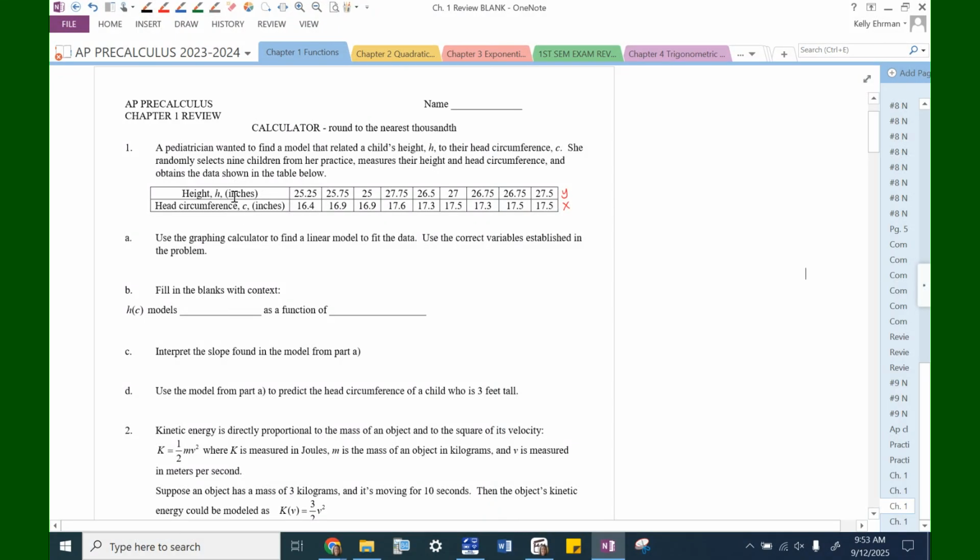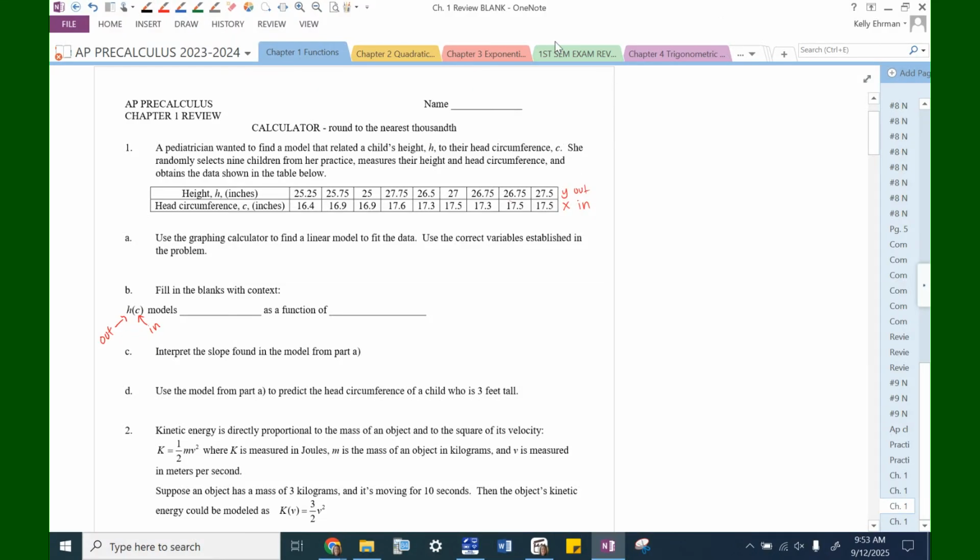I mean, I guess you could do it either way, but part A just says use a graphing calculator or Desmos to find the linear model, okay? And then down here it says what's H of C. So I'm basing my input and output on this right here. This function notation means H is the output and C is the input. So if H is the output, the H row is the Y, and if C is the input, then the second row is the X.